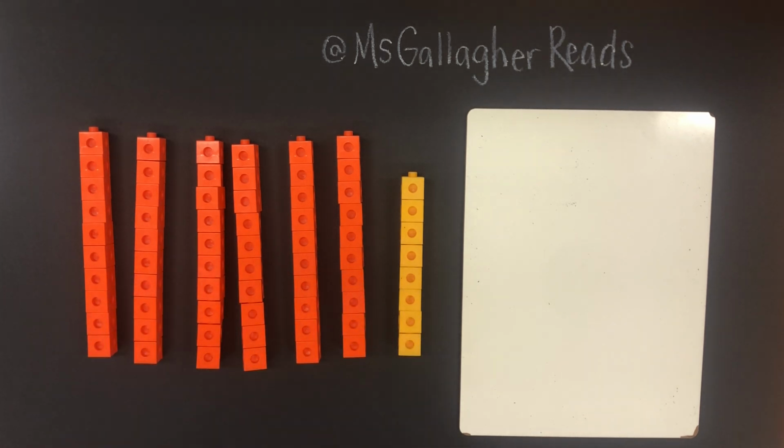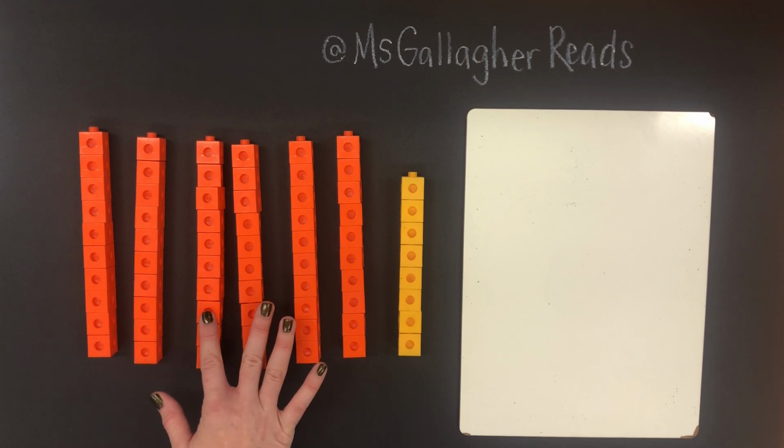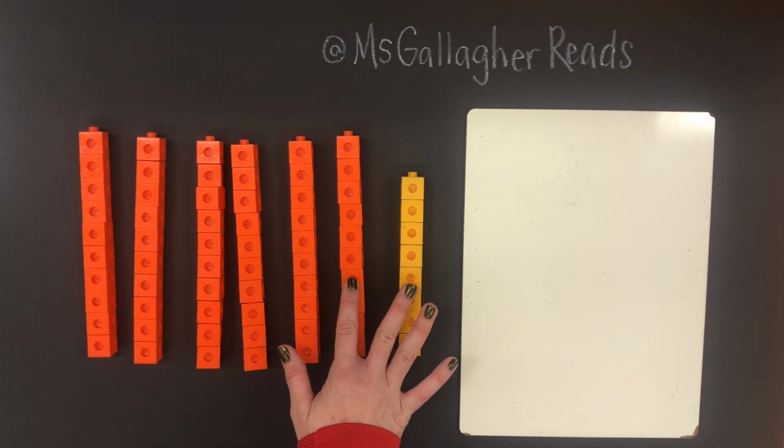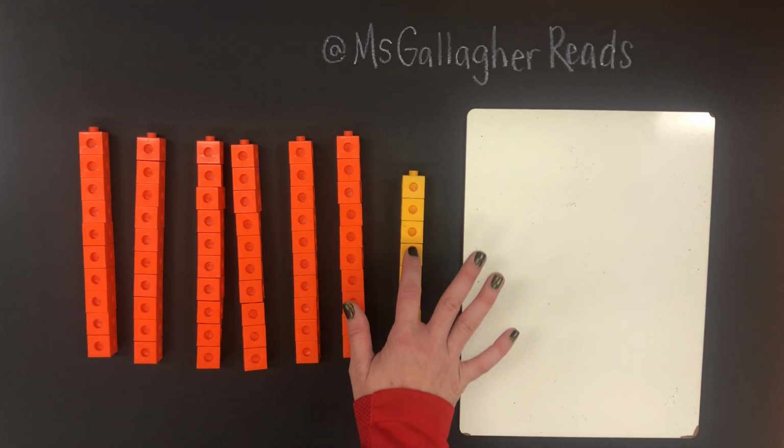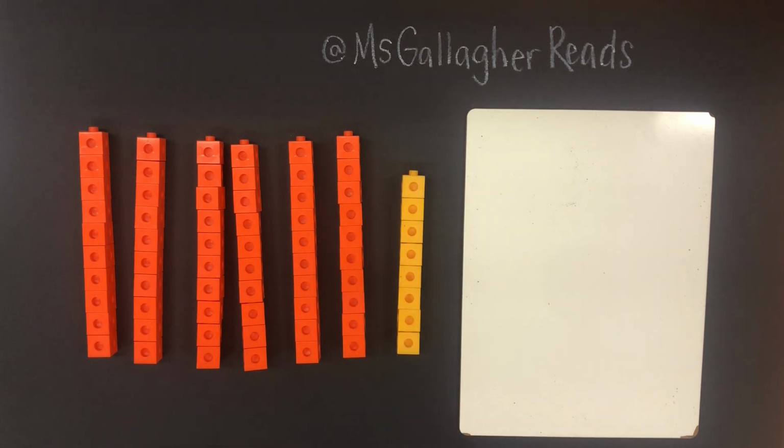Out in front of me, I have 68 blocks. 10, 20, 30, 40, 50, 60, 1, 2, 3, 4, 5, 6, 7, 8. 68 blocks. When we're doing division, we're just thinking about dividing our total number into equal groups, or sharing equally.